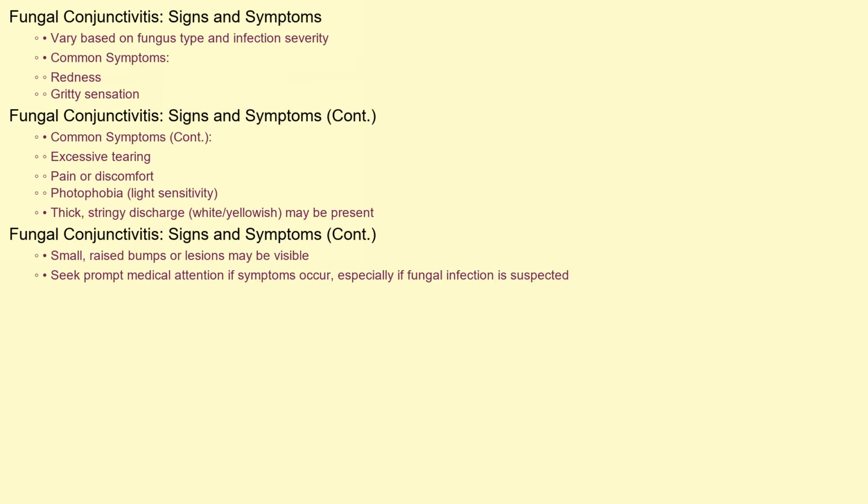The signs and symptoms of fungal conjunctivitis can vary depending on the type of fungus involved and the severity of the infection. Common symptoms include redness of the eye, a gritty or foreign body sensation, excessive tearing, pain or discomfort, and sensitivity to light, also known as photophobia. A key distinguishing feature, although not always present, is the presence of thick, stringy discharge that may be white or yellowish in color. In some cases, small, raised bumps or lesions may be visible on the conjunctiva.